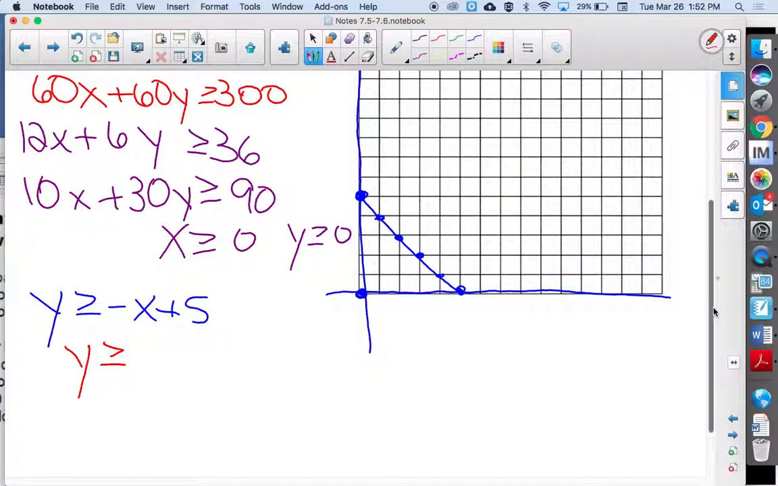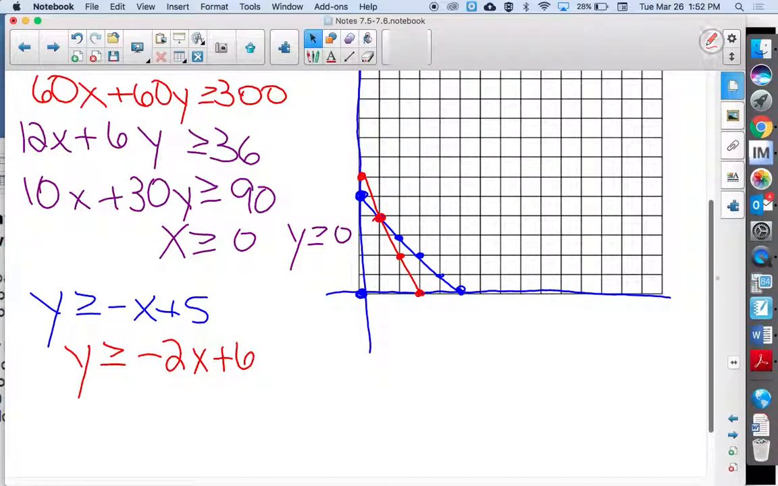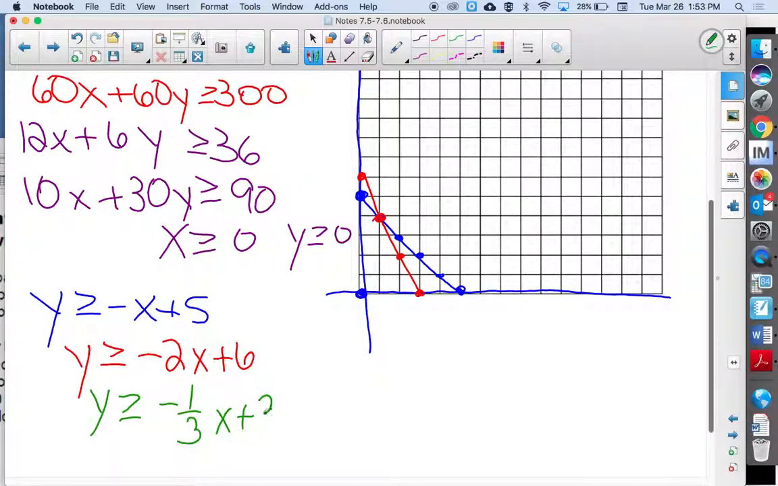Somebody have the second inequality? What do you have? Y is greater than negative 2x plus 6. Good, negative 2x plus 6. So that one goes up to 6. The two lines do connect at that first point once it moves down 2 over 1. And Brandon, then the third inequality would be y is greater than or equal to negative 1/3 x plus 3.